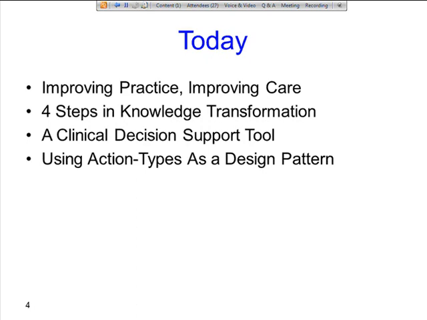There are four steps we're going to describe in knowledge transformation from the narrative guideline into executable computer-based decision support. I'm going to describe a clinical decision support tool that we developed at Yale that will illustrate several ways of providing decision support. The idea is not to get deeply into the clinical aspects of this, but to demonstrate that there's lots of ways to deliver decision support. And you'll recall yesterday we talked about action types in the setting of BridgeWiz as a place to help figure out what verbs were appropriate. Today we're going to use action types again to help define a design pattern for decision support tools.